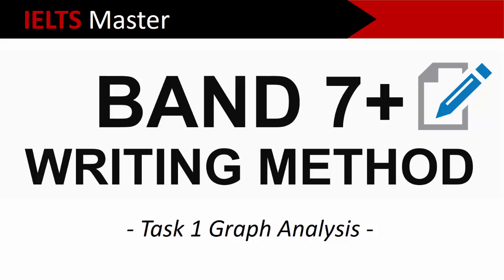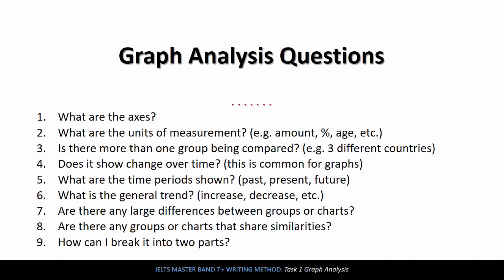This video is on Task 1 graph analysis. This is an important topic because graphs are the most common type of Task 1 information, and being able to analyze a graph correctly will change your language, your grammar, your vocabulary, and help you get the score that you need. On the other hand, if you don't analyze a graph correctly, it can negatively affect your score in a large way. When trying to analyze a graph, you can ask yourself these questions.